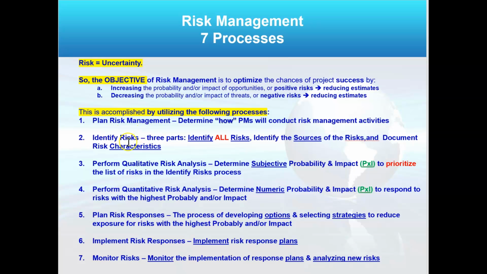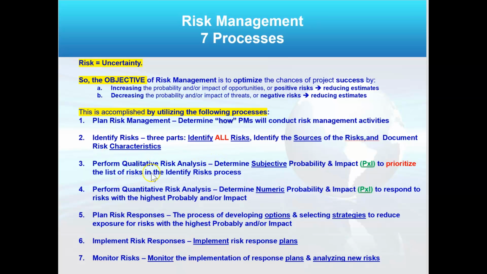Then in the process of identify risks, I am going to identify all risks. That's a test answer. All risks. Even though I'm going to keep looking for risks. When I find them, I'm putting them back here in identify risks, right? And starting the process over. So this is identify all risks, including the sources of the risk and the risk characteristics. I even want to begin to identify who I think might be the risk owner.